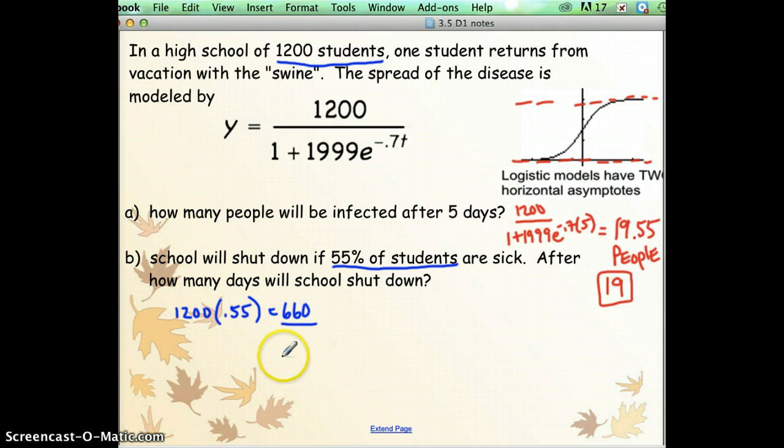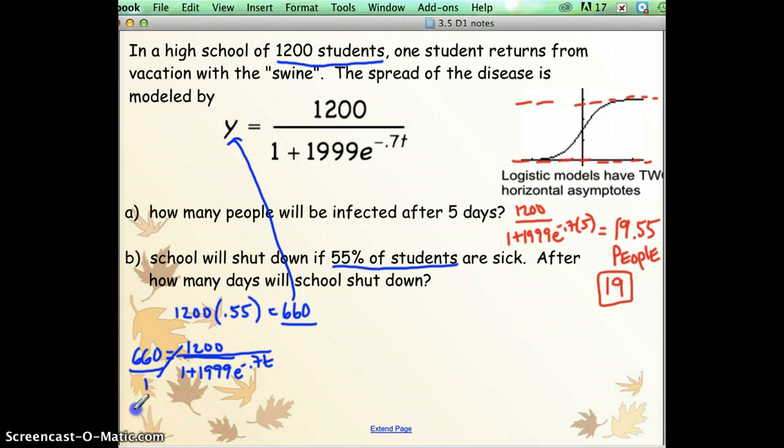So where do we plug the 660 in? Into Y. Okay. I'm worried I'm going to run out of room on this one. Okay, 660 equals 1,200 divided by 1 plus 1,999 e to the negative 0.7 t. Okay, we're going to solve this for time. First thing I would do is I would put the 660 over 1 and I would cross multiply.